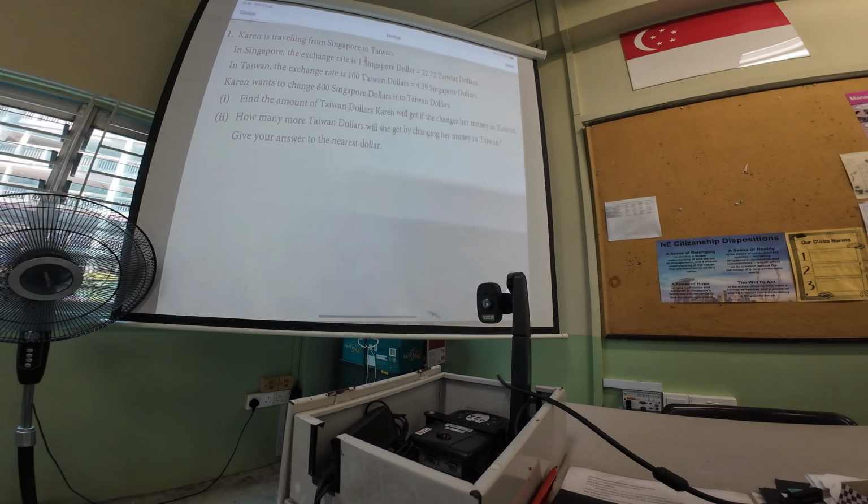Amount of Taiwan dollars Karen will get if she changes her money in Taiwan. So in Taiwan, the exchange rate is like that, so we have to use this second line of exchange rate. When I write down, I start with the exchange rate first. 100 Taiwan dollars is 4.39 Singapore dollars. Then how much Singapore dollars am I changing? I am changing 600 SGD.